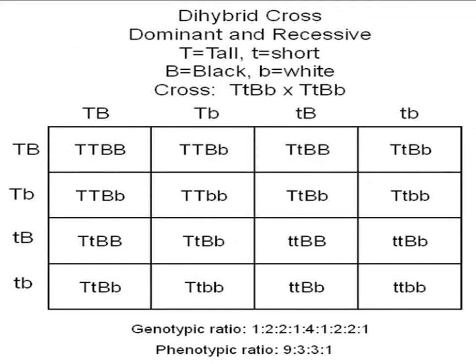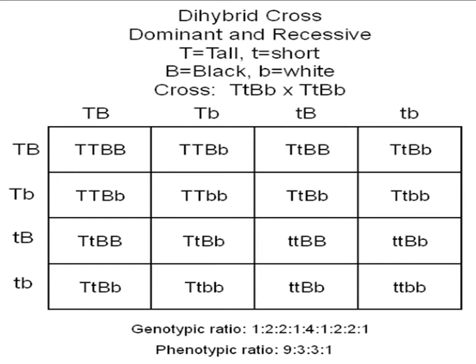For the dihybrid cross, for the dominant and recessive traits, capital T represents tall and capital B represents black color. These are the dominant traits. Small letter t represents short and small letter b represents white, and these are the recessive traits. So the crossbreed will be heterozygous dominant, tall and black, both of them.